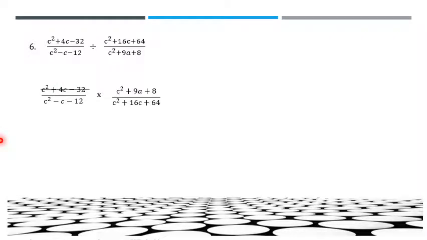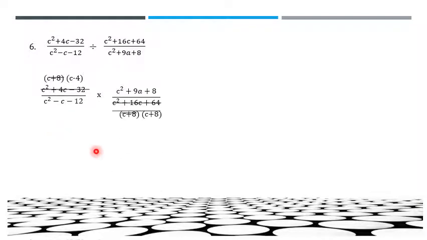c squared plus 4c minus 32. The factor is quantity c plus 8, quantity c minus 4, using the general trinomial. And this one, quantity c plus 8, quantity c plus 8, using the perfect square trinomial. Then as you can see, let's cancel out the c plus 8 that is the same. That's a GCF.